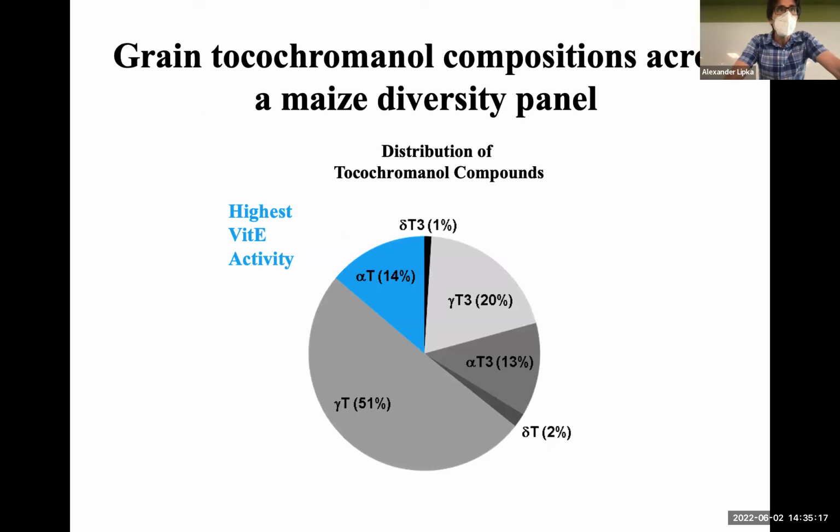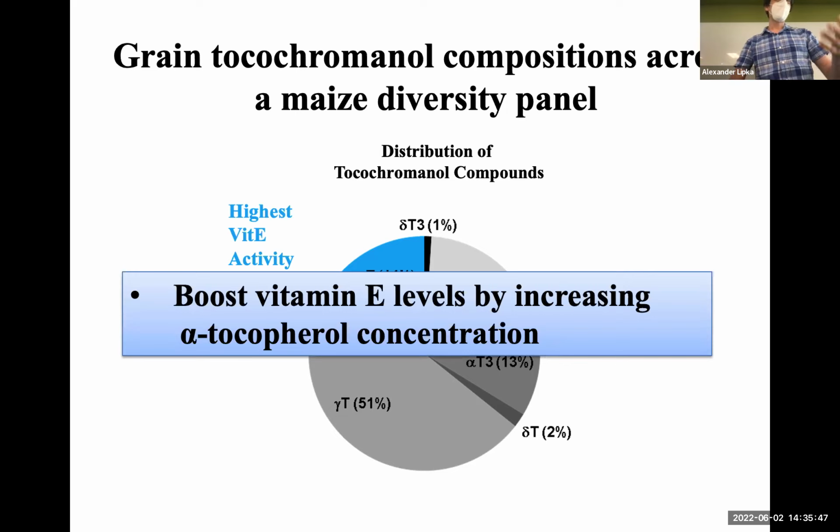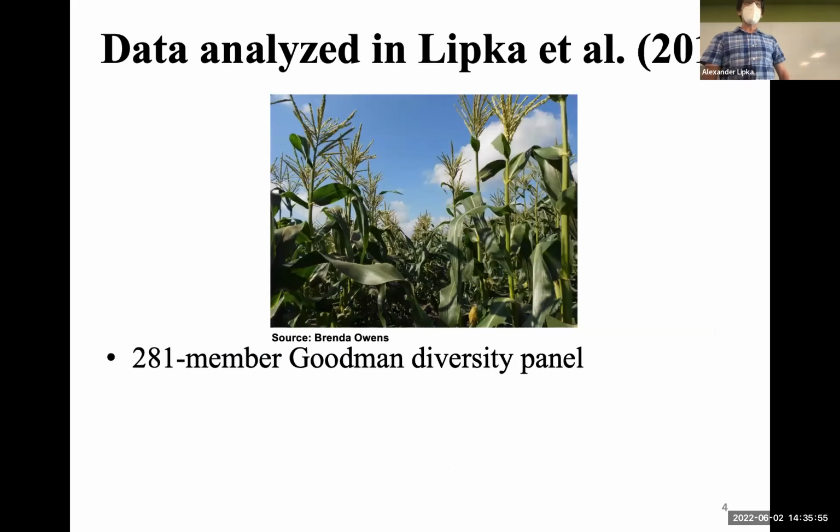So in a particular kernel of maize, we might see this distribution of various tocochromonol compounds in this pie chart. The one that we're interested in is colored in blue, alpha tocopherol. As we can see, relatively speaking, alpha tocopherol is not the most frequently occurring compound, right? So what we want to do is boost vitamin E levels by increasing the slice of the pie of alpha tocopherol and hence vitamin E activity, right? That is the motivation behind this analysis that we've done.